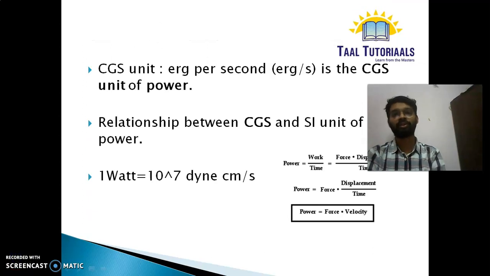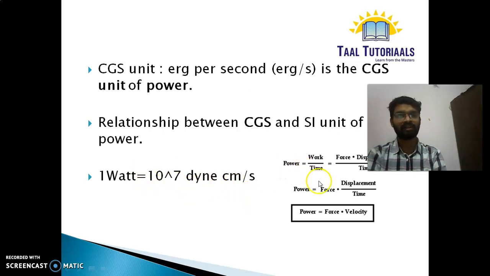What is the CGS unit of power? CGS unit is erg per second. As we know, power is work by time. So the CGS unit of work is erg and time is second. So here the CGS unit is erg per second. What is the relationship between CGS unit and SI unit? It is just 1 watt is equal to 10 to the power 7 erg per second.